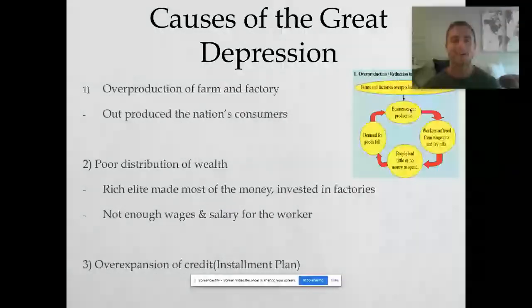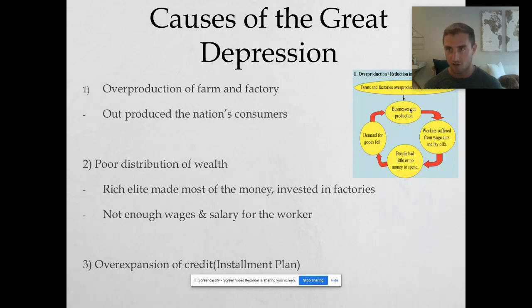What were our major causes? The number one cause is overproduction of farmers, overproduction of factories. We have too many goods being made and not enough people to buy those goods, especially after these huge tariffs.